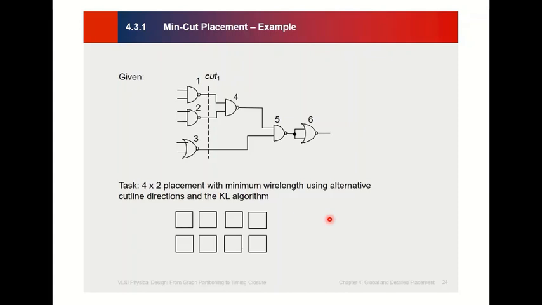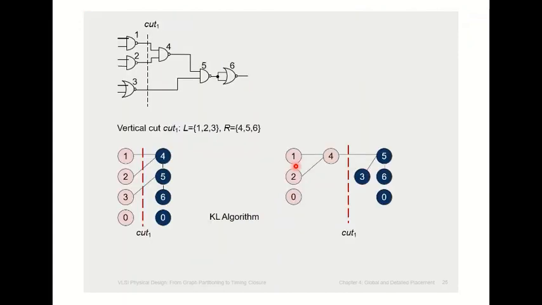Since we are allocated 8 slots and we have only 6 gates, we are going to introduce 2 dummy gates. As an example here, these are the two dummy gates that we have to introduce because, as I mentioned, we allocated 8 placement regions.